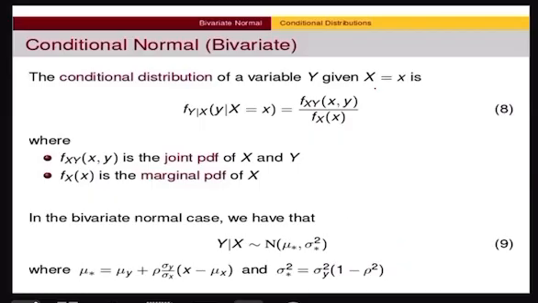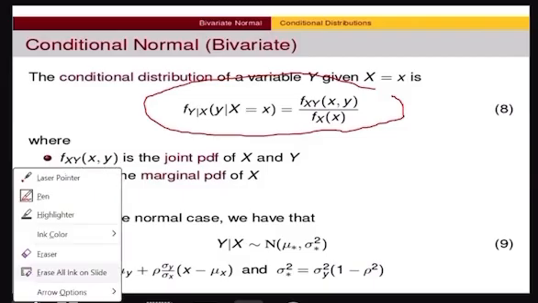Now, take a look at this. From the mathematical formula, the conditional distribution of y given x is going to be the ratio of the joint to the marginal of x. You've done this in lower level statistics. Okay? So the f of x,y is the joint and the f of x is the marginal. Does that make sense?